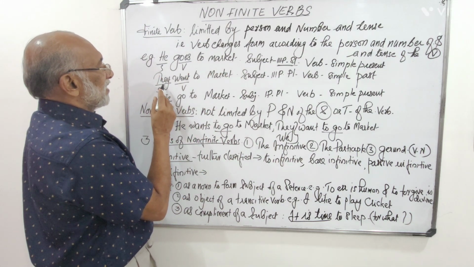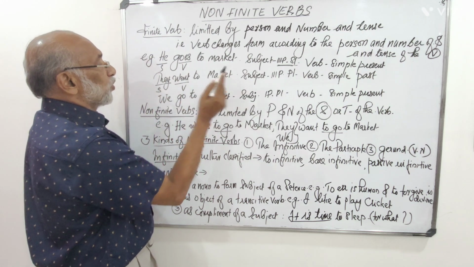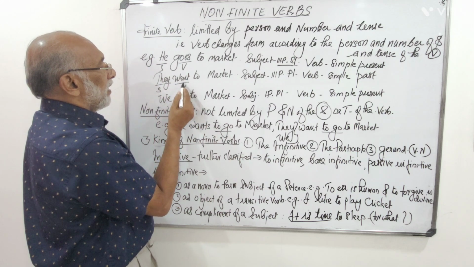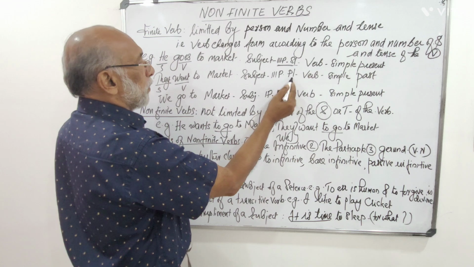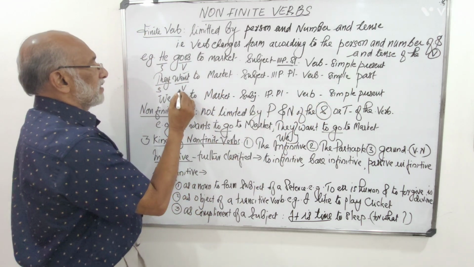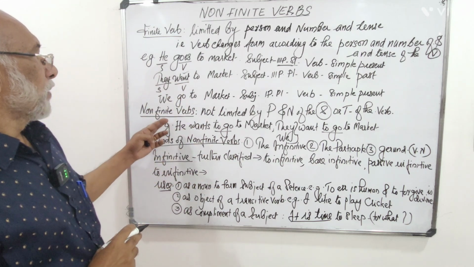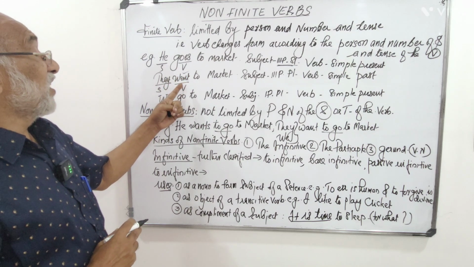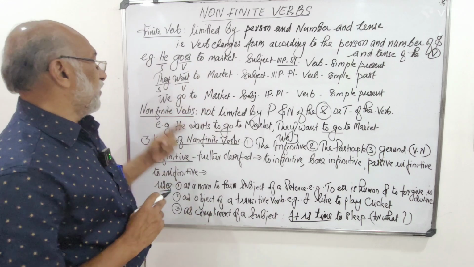Now coming to the second, the subject is third person plural. They went to market. Here you see the subject is different and the tense is different. Subject is third person plural and the verb is simple past tense, went. That means the verb changed its form according to the subject and the tense of the verb.